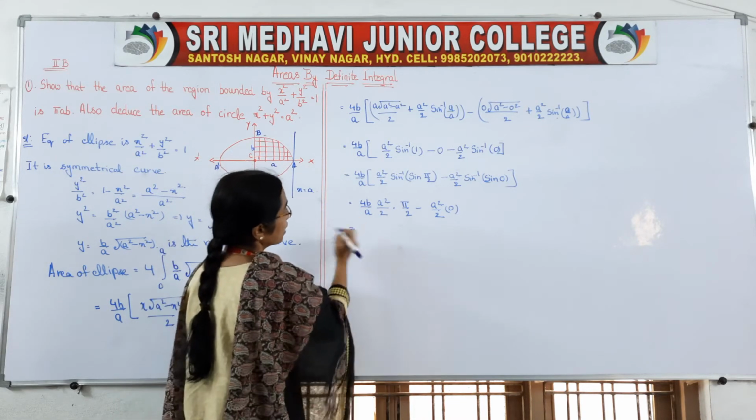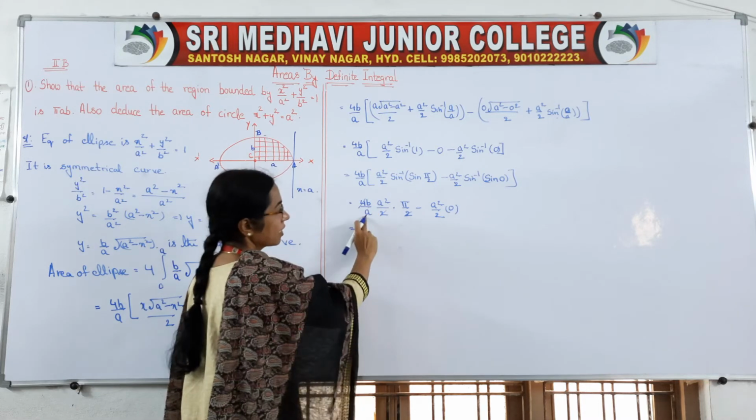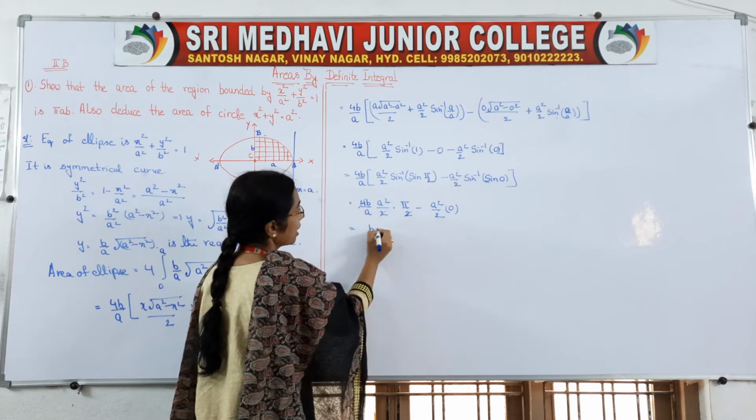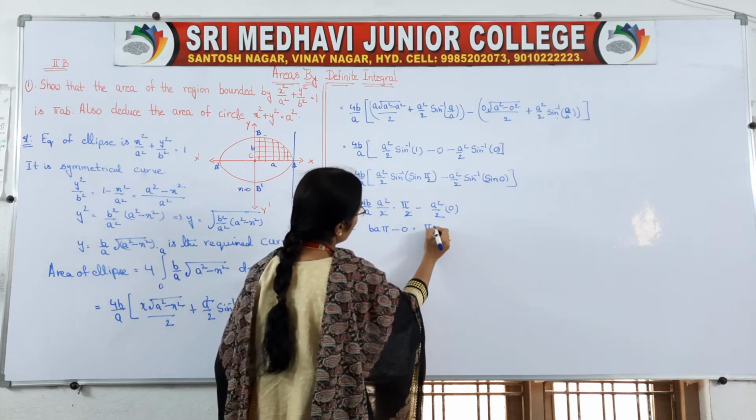So what happens here: 2, 2, 4 cancel, one a cancels, so it is b a pi minus 0, which is equal to pi a b.